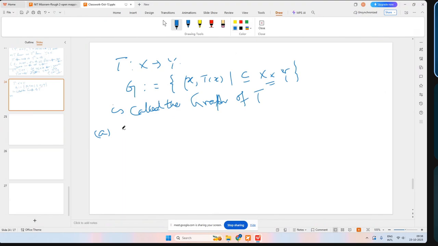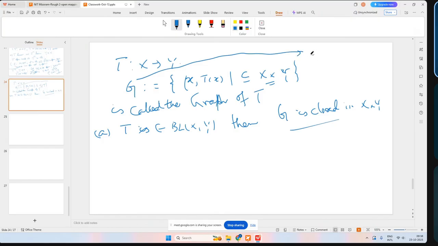First thing: T belongs to bounded linear operators from X to Y, that is, T is continuous. Then the graph is closed in X cross Y. This set I am talking about is closed if T is continuous. That's a simple proof.